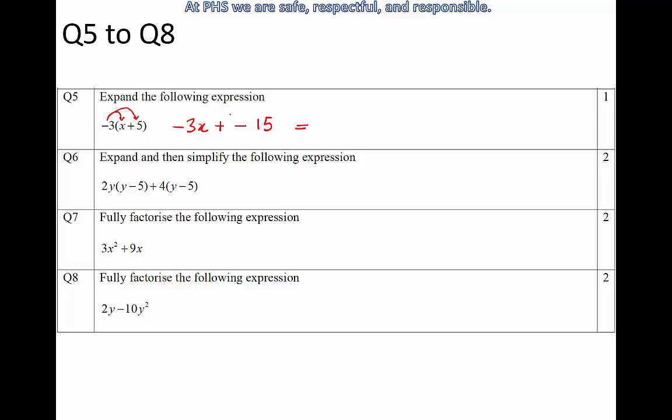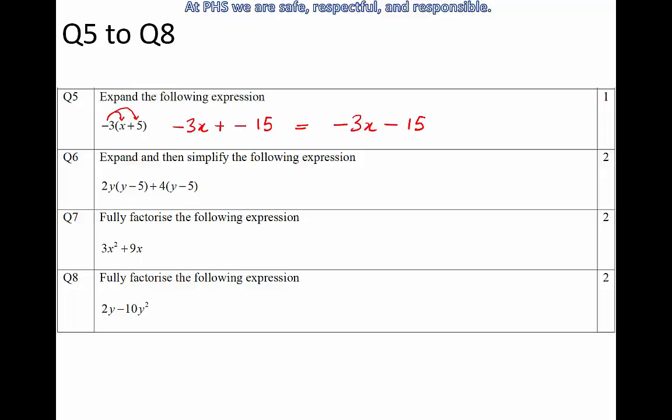Obviously we're not going to leave our final answer like that. We need to sort out this mess in the middle here. So if I've got a plus and a minus, that's going to become a minus. So I've got minus 3x minus 15. If it was a minus and a minus, we'd have a plus. A plus and a plus would obviously have a plus as well. So hopefully you guys remember those rules.